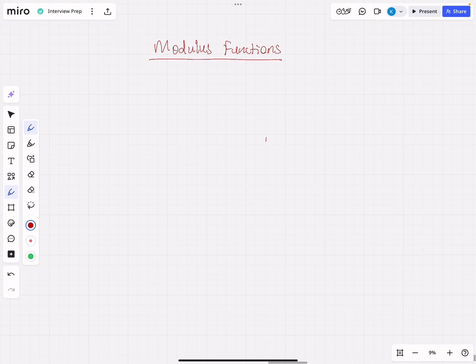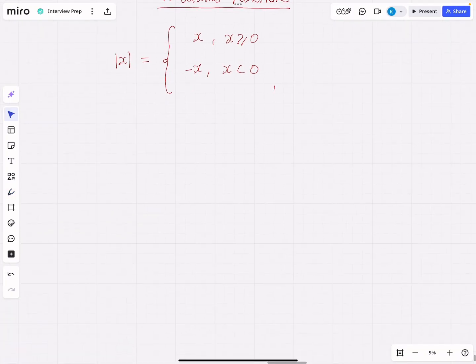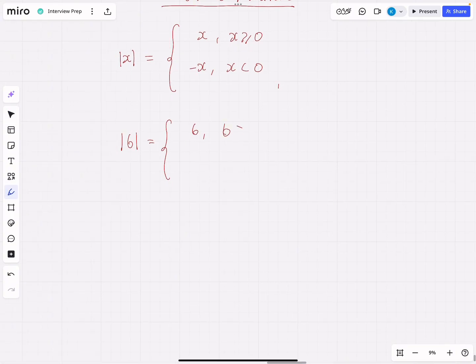So we say that the modulus of x is equal to, now the modulus function is a piecewise function. It's going to be x when x is greater than or equal to 0, and it's going to be minus x when x is less than 0. What do I mean? So the modulus of 6 is going to be equal to, well, 6 when 6 is greater than or equal to 0, and minus 6 when 6 is less than 0. But 6 is not less than 0. Therefore, the modulus of 6 is just 6.